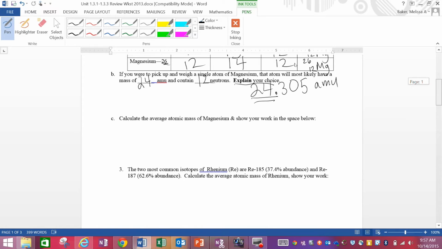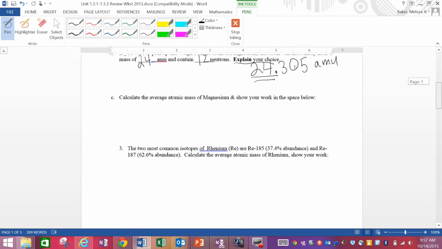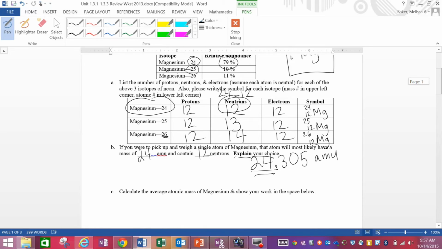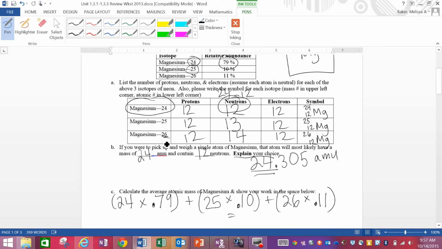Okay, based on their numbers, though, you're supposed to calculate the average atomic mass of magnesium. Okay, so we're going to need that little chart up here. So it weighs 24 79% of the time, so I'm going to change that to 0.79. It weighs 25 10% of the time. And it weighs 26 11% of the time. Multiply and add that all together. It ends up coming out to be 24.32 AMU, which is pretty close to what the periodic table actually says.